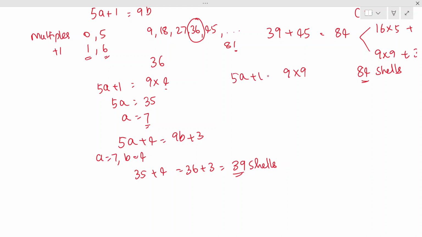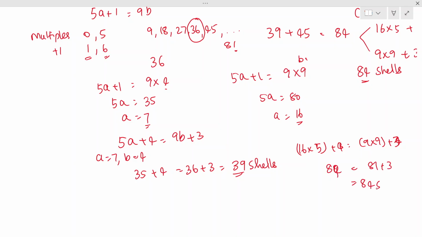So 5a plus 1 is 81. So 5a is 80, and then a becomes 16, right? So b becomes 9 and a becomes 16. Then 16 times 5 plus 4 equals 9 times 9 plus 3. Sorry, this should be 4 and this should be 3, for 9 it is remainder 3. So 80 plus 4 is 84, and 81 plus 3 is also 84. So the next one is 84 shells.